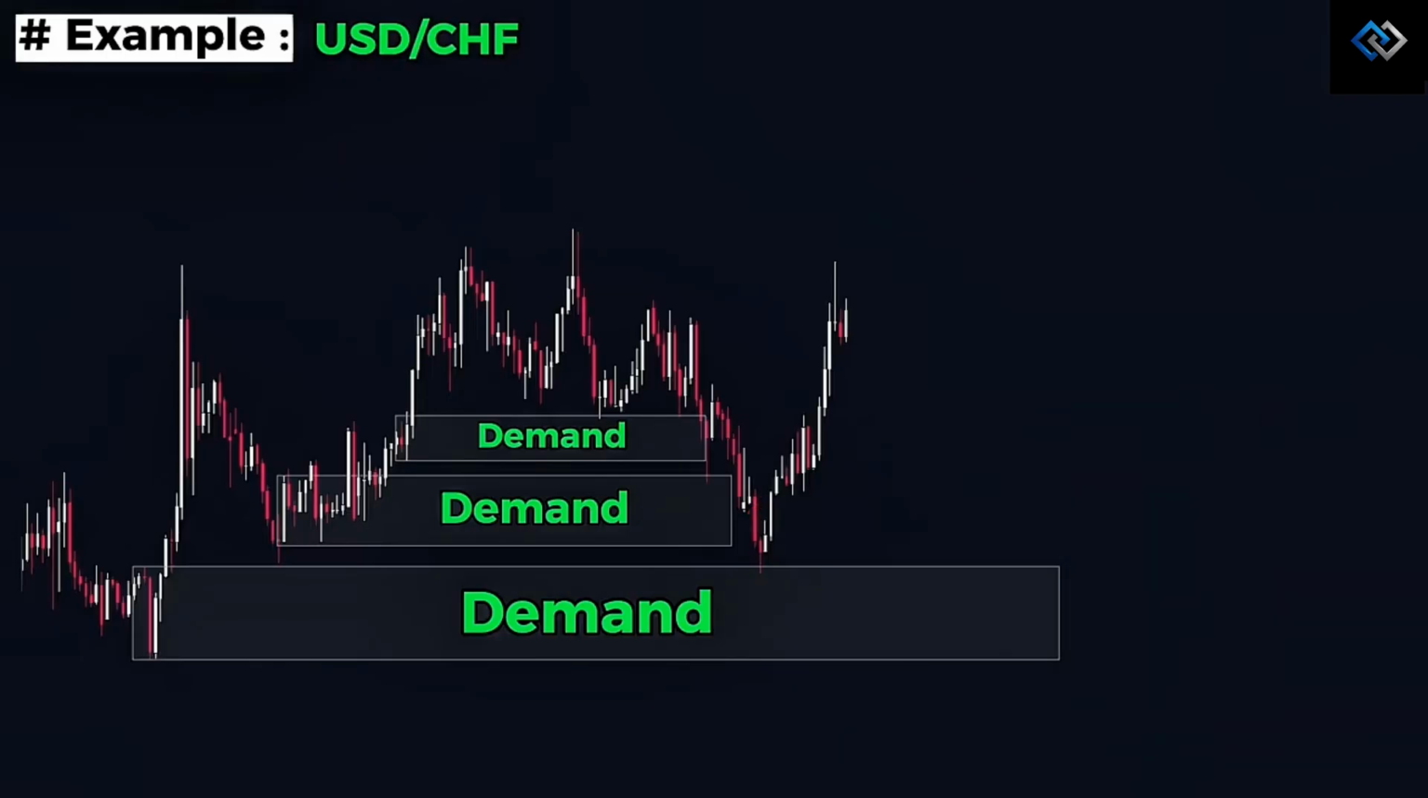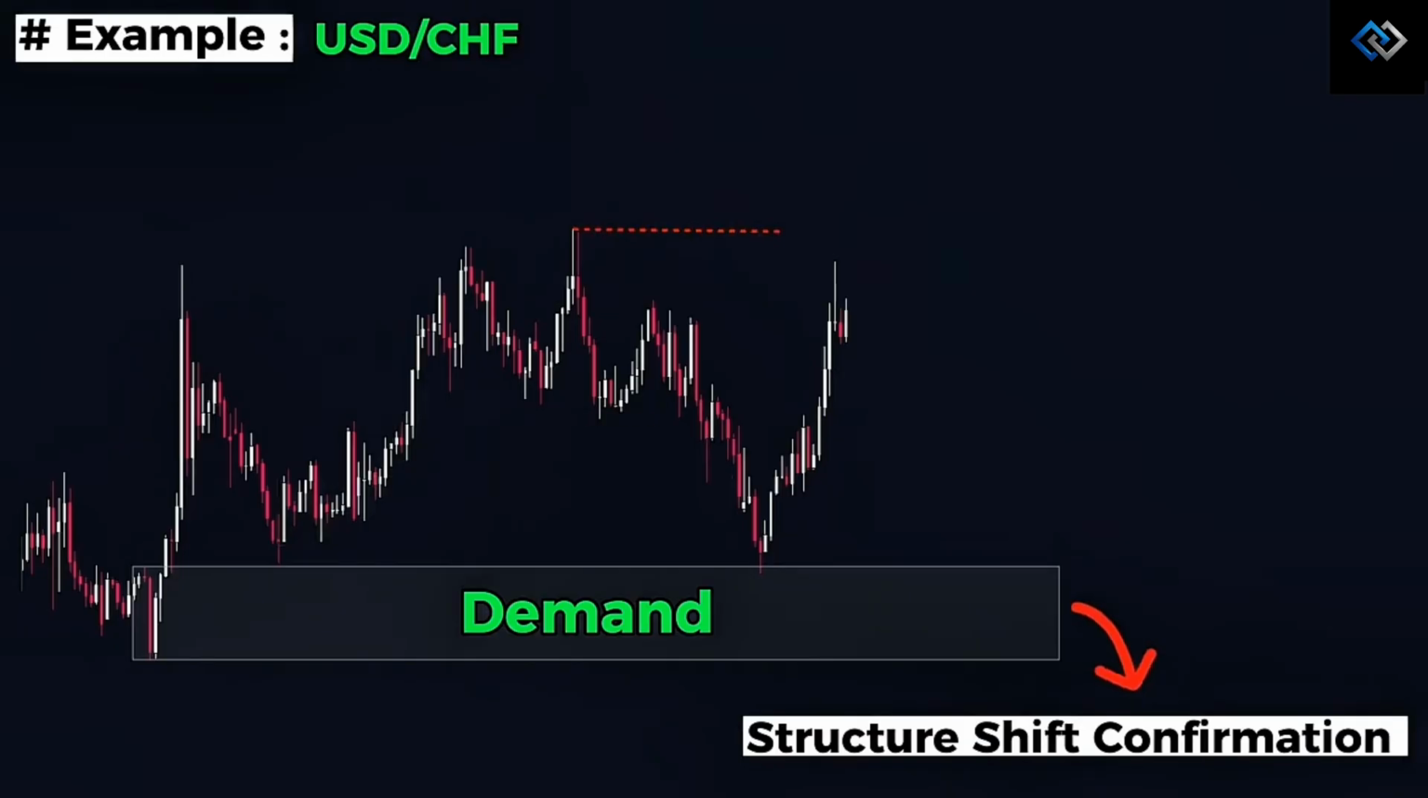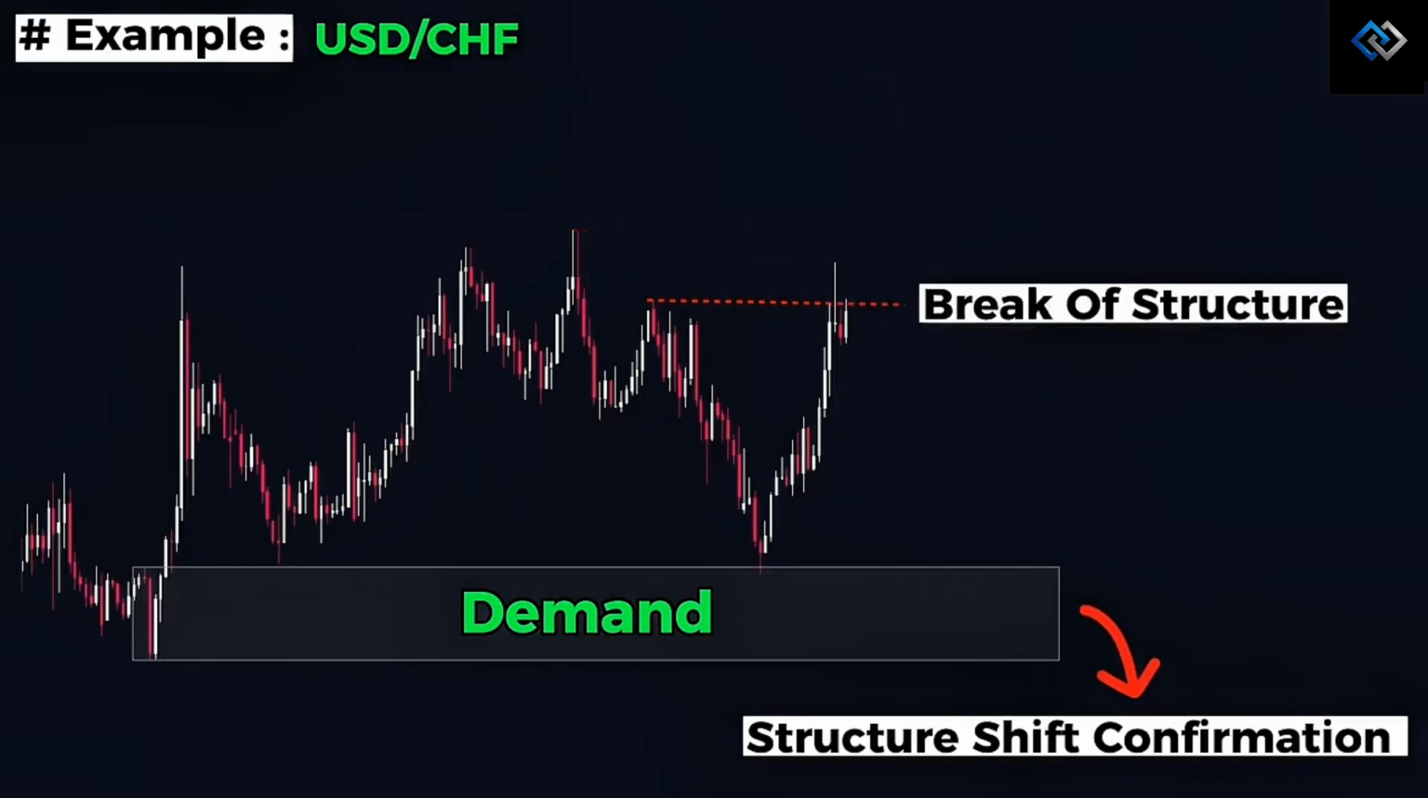Only after reaching the final extreme demand zone did the market give us what we were waiting for, a clear structural shift. Here's how it looked. Price made a high, then a low, then a lower high, and a new lower low, maintaining a bearish structure. Then, when price broke above that previous high, marked as BOS or break of structure, we finally had confirmation that control had shifted from sellers to buyers.